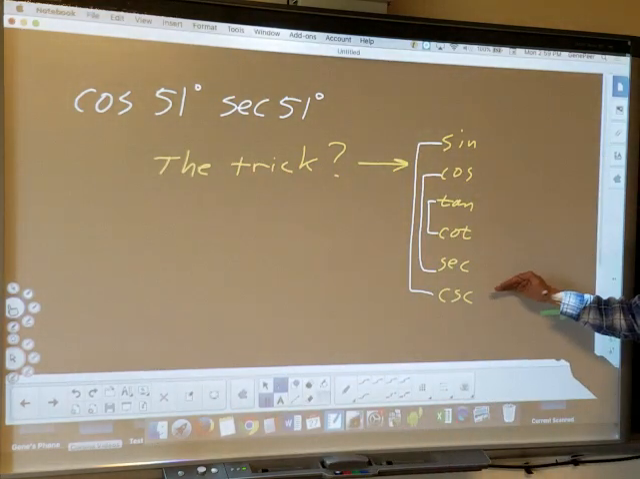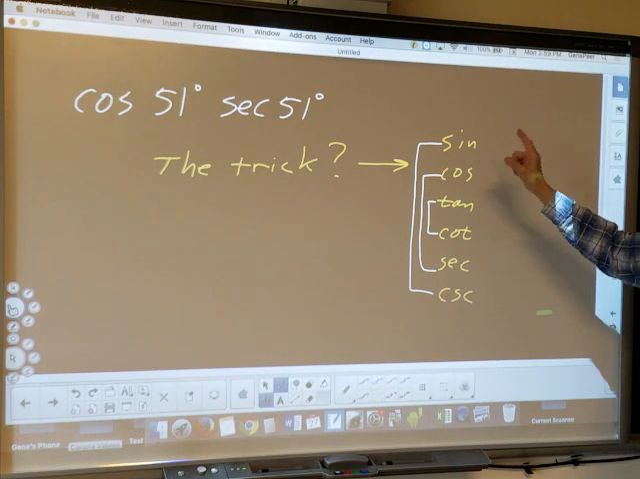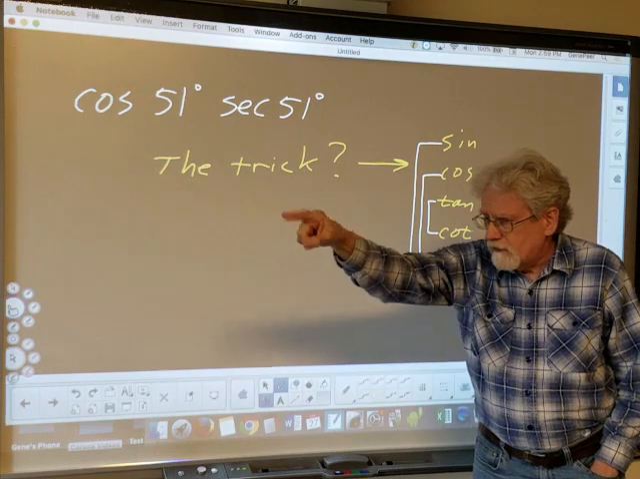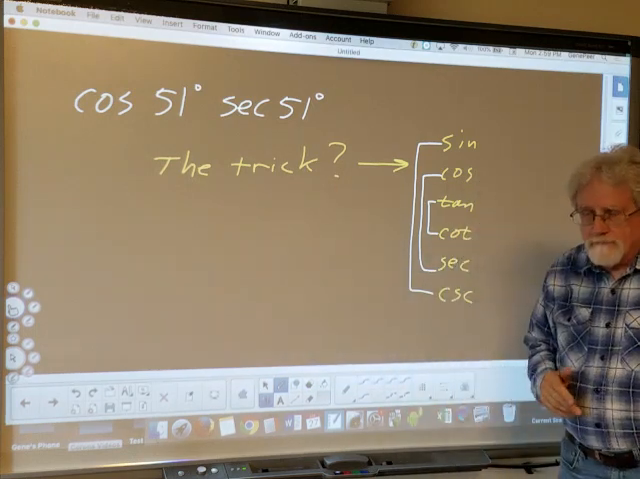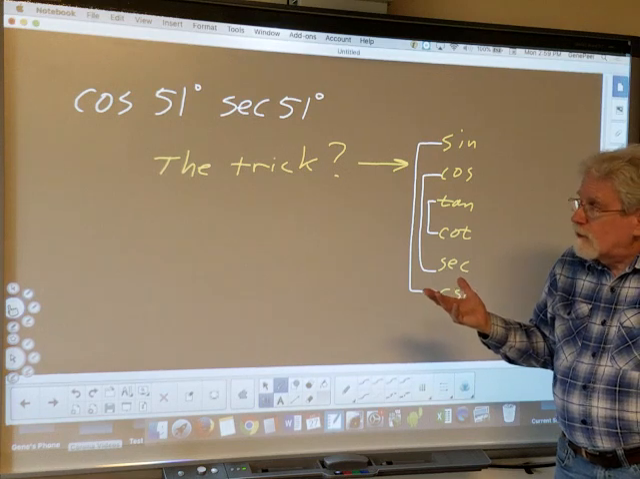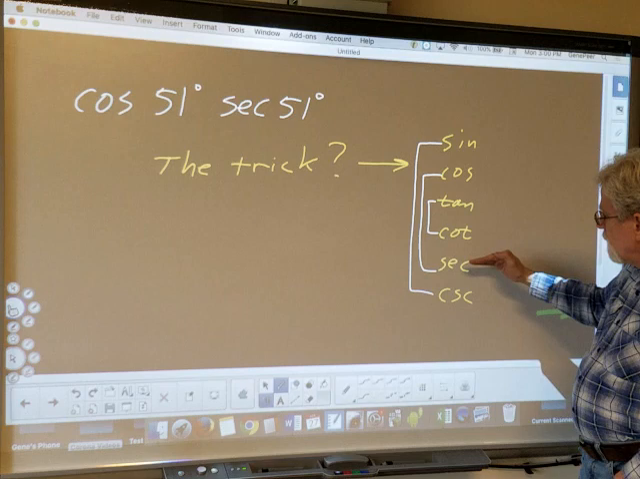Remember this trick. Lay the functions out in what I call the natural order, which is not the order that Sullivan ever puts them in. He does not show you this simple little diagram. I don't know why. Maybe he never thought of it. Sine, cosine, tangent, cotangent, secant, cosecant.